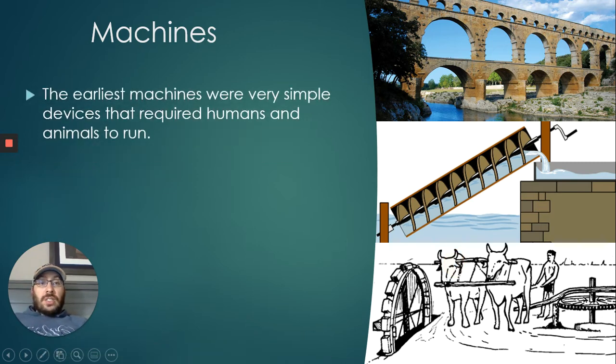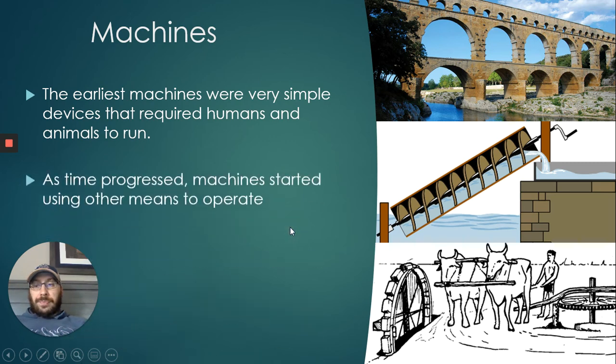However, the earliest machines were very, very simple devices, and they required humans and or animals to run. So if you take a look at the picture here on the right, we've got a screw on the side with a crank on it. A human would have to crank that screw, and water would come up from a water reservoir to a higher area. And down here we have cattle turning a wheel, okay? A human turning a wheel.